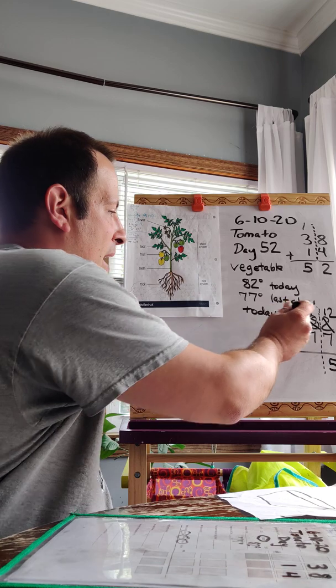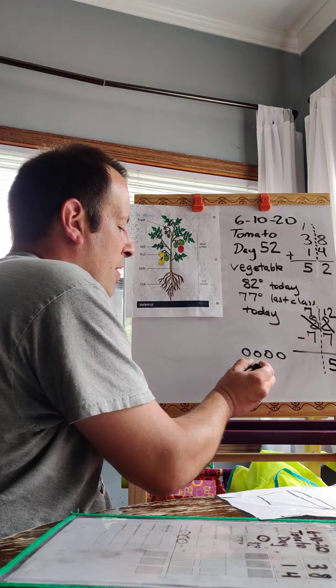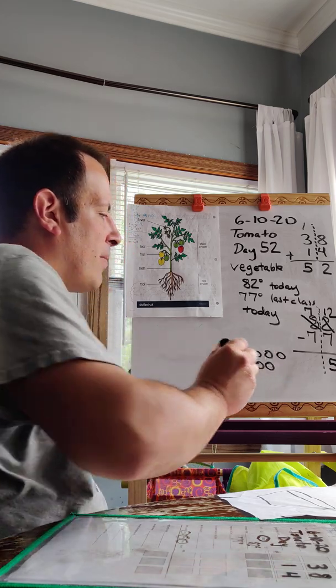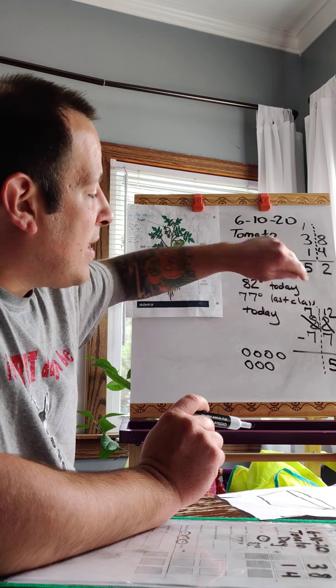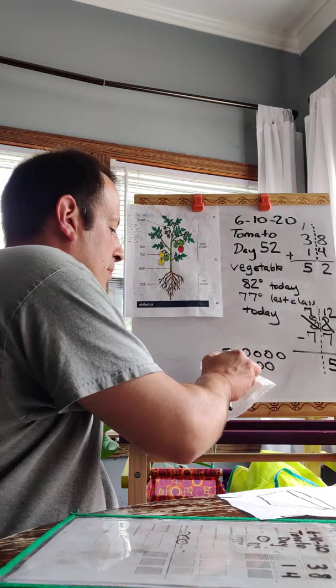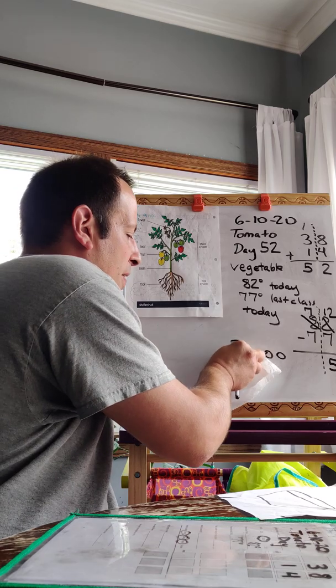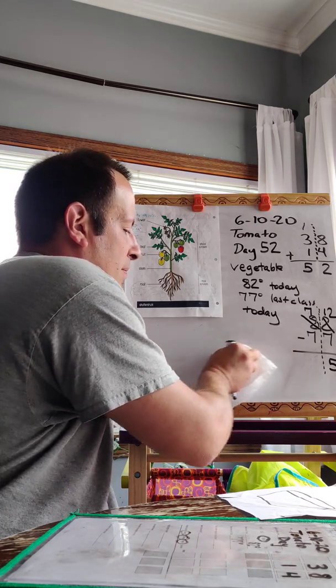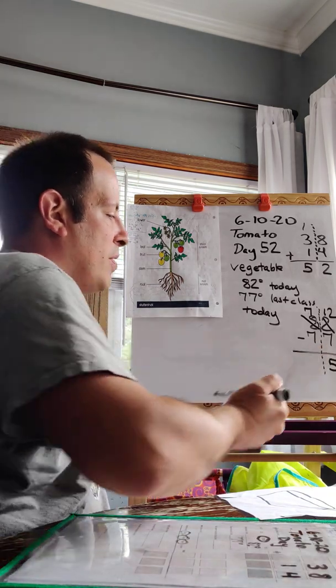Next column, I have 7 tomatoes. 1, 2, 3, 4, 5, 6, 7. I'm going to eat or take away 7. 1, 2, 3, 4, 5, 6, 7. How many are left? Nothing. There are no tomatoes. It's a 0.